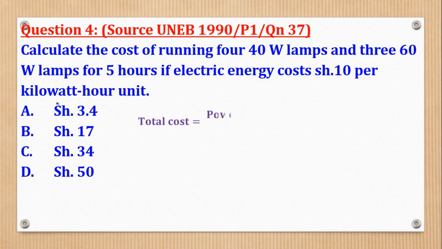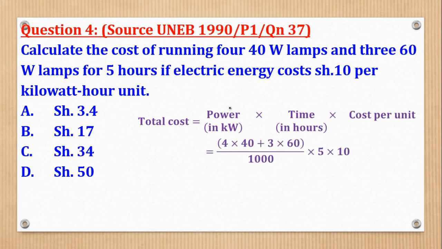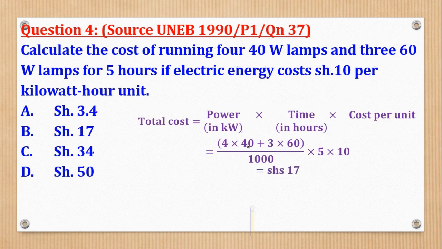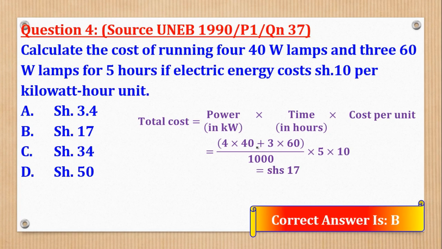So still we shall quote the formula, then we substitute. So there are 4 40-watt lamps, that gives you 4 times 40, and 3 60-watt lamps, that gives you 3 times 60. It is in watts, so we shall divide by 1000 to make it kilowatt. Then the time is 5 hours and the cost per unit is 10. Then we shall use the calculator and come up with the correct answer as part B.